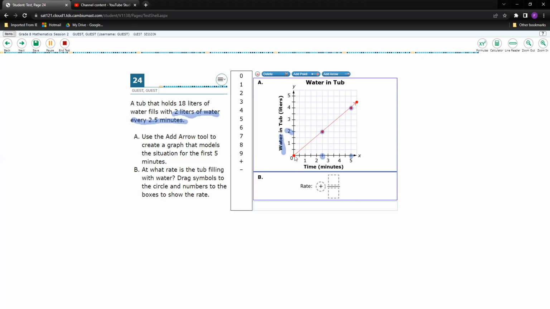What is the height or the rise from 0 to 4? That's gonna be 4. And what is the change in x? We start at 0, we end up at 5. So that's 5. That's really all there is to it. My slope is 4 over 5.